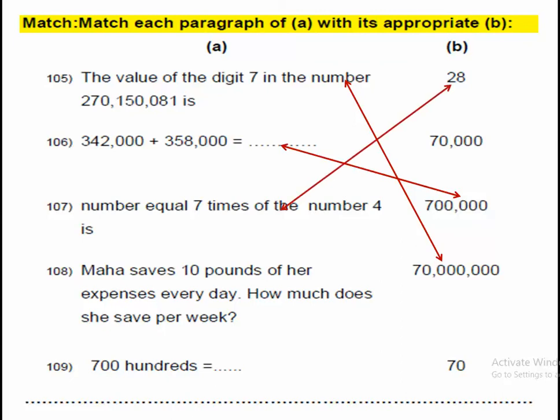Maha saves 10 pounds of her expenses every day. How much does she save per week? She saves per week 10 times 7 equals 70. 700 hundreds means we will put 2 zeros, it will be 70,000.